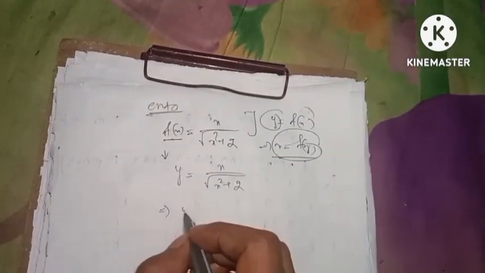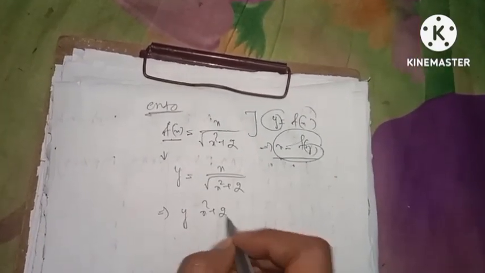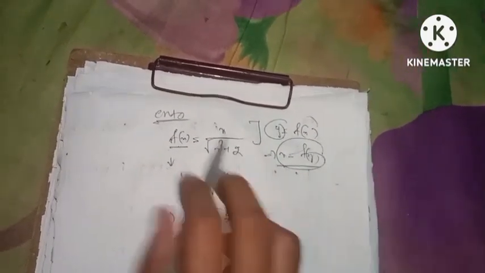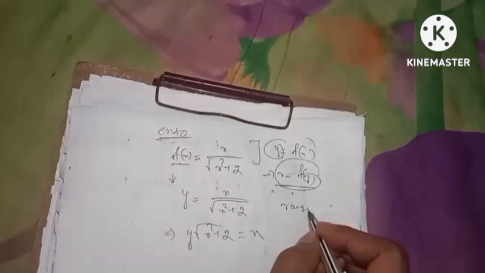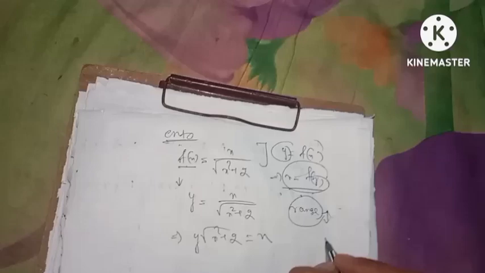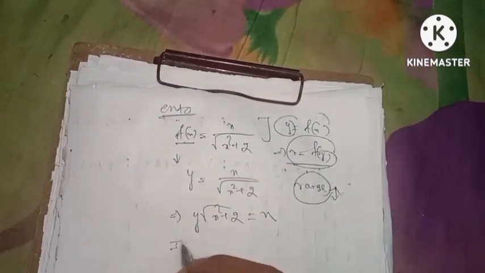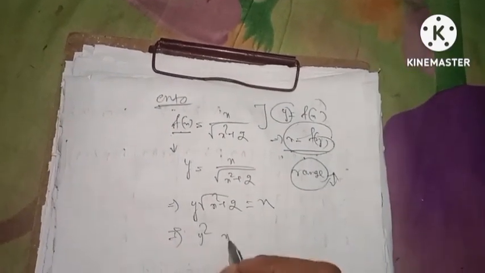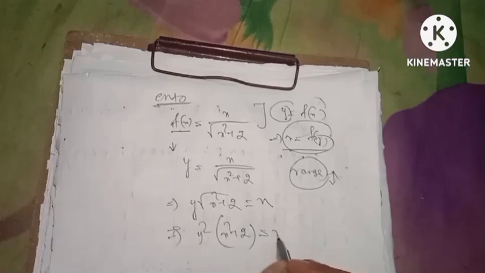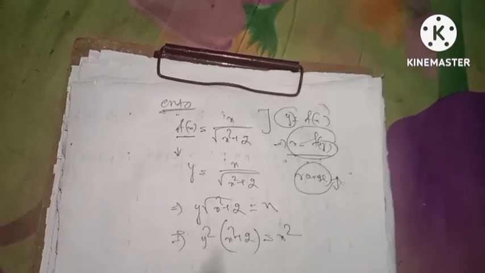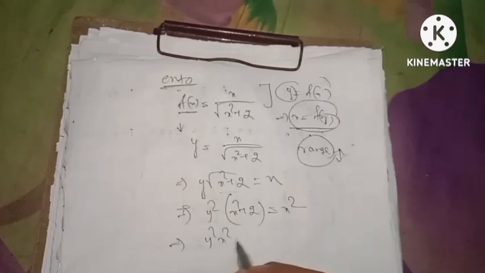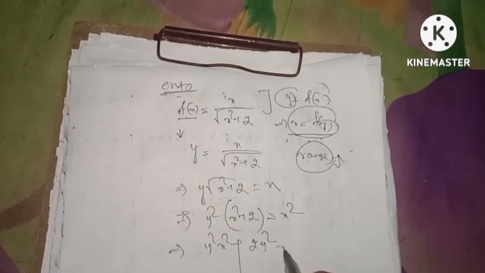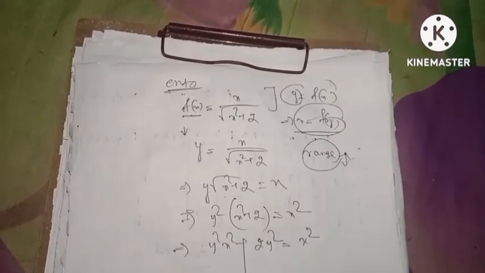When you multiply, y√(x² + 2) = x. I take y because I require the range. Whenever it is the range, I will take y. Then squaring both sides, y²(x² + 2) = x², because the root will be cancelled. When you multiply, y²x² + 2y² = x².